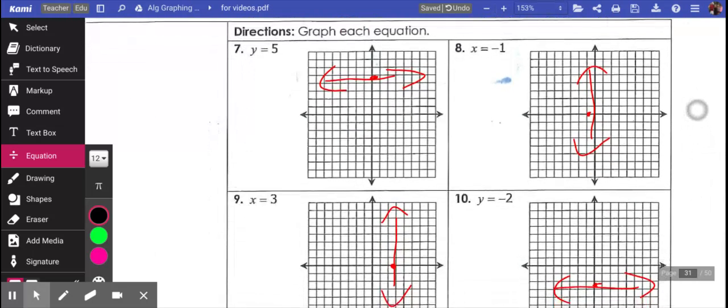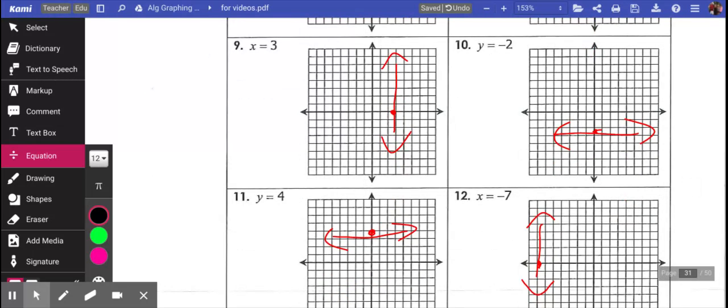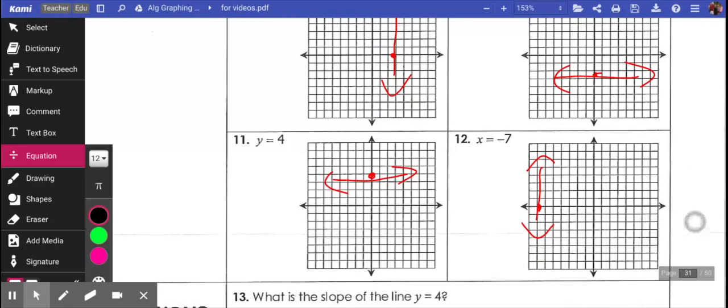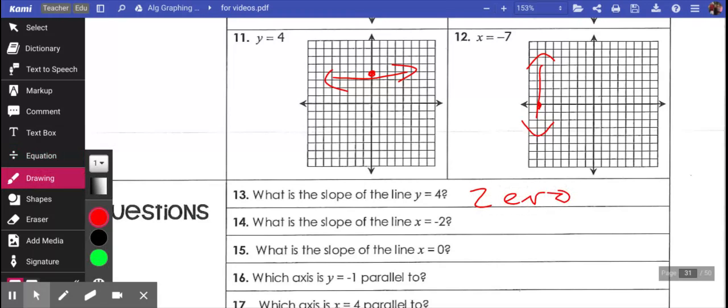Okay, so number 9 and 10 should look like that. 11 and 12. Okay, so it says, what is the slope of the line y equals 4? If you can visualize that in your head, it's going to be a horizontal line. So we know that that slope is 0. What's the slope of the line x equals -2? I'm just going to write undefined. What about the slope of the line x equals 0? Because it's x equals, you know it's up and down. So you know it's undefined.